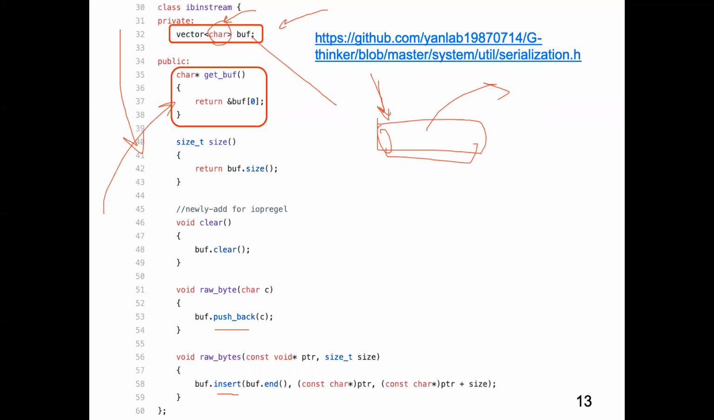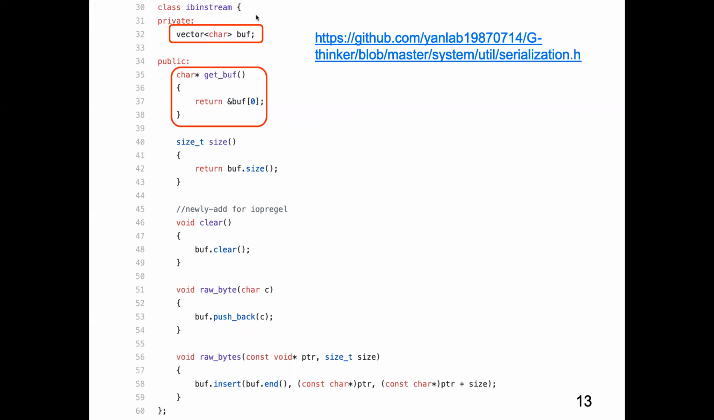If you don't remember how this functions, let me briefly describe. This buffer is a vector, and the bracket operator is overloaded. It has an internal character pointer in the heap, an array.